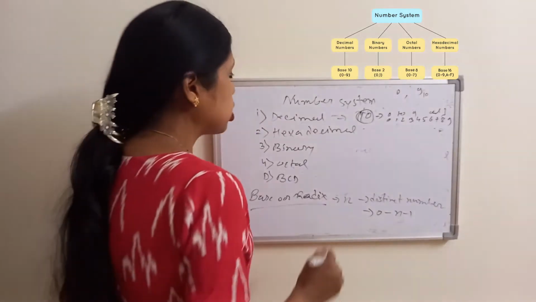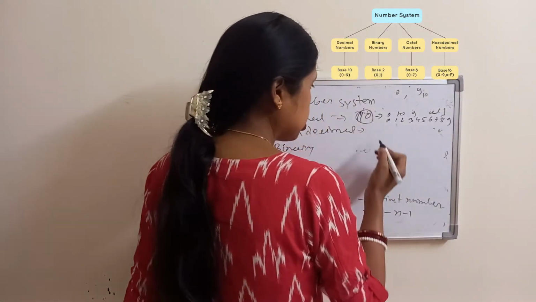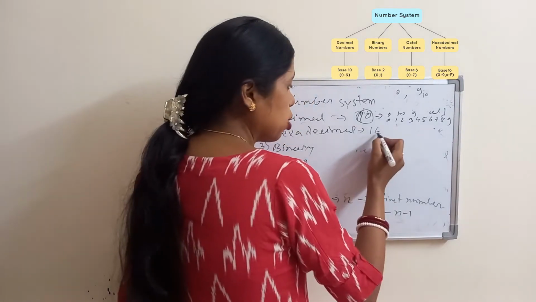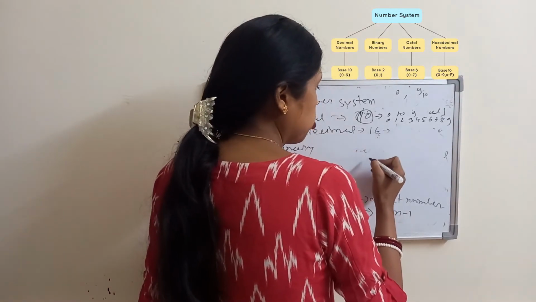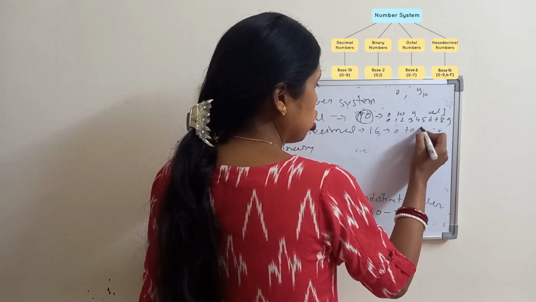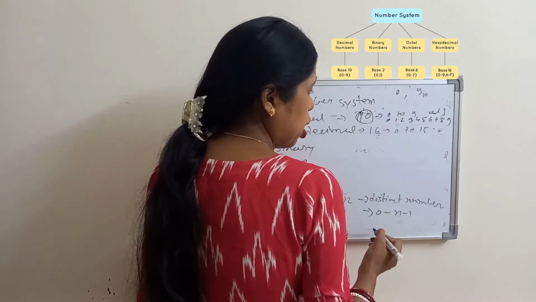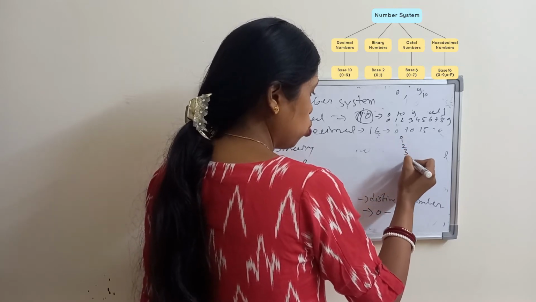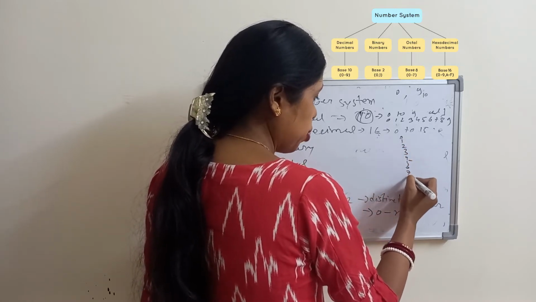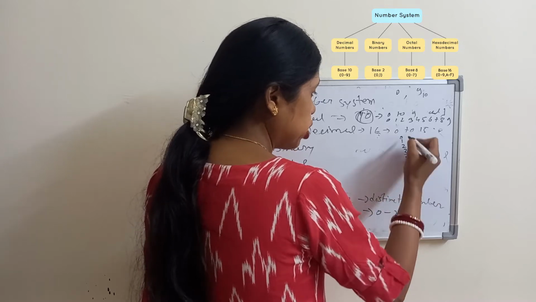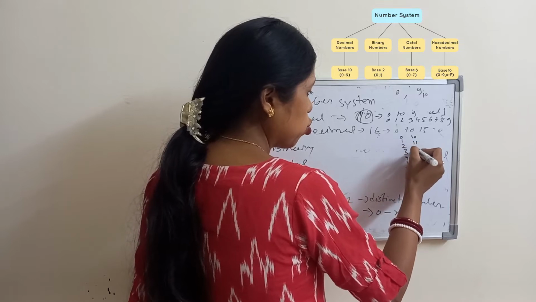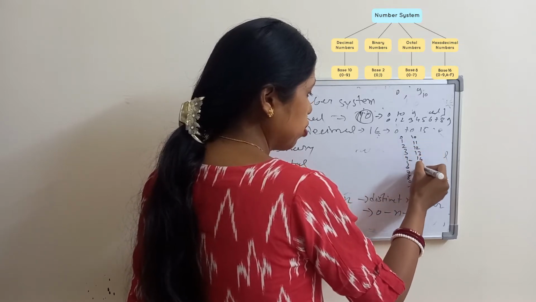Next is the hexadecimal. For hexadecimal, hexa means the base is 16. So how many distinct numbers are there now? 0 to 15 distinct numbers are there. But I am writing here 0, 1, 2, 3, 4, 5, 6, 7, 8, 9. After 9, you will not write 10. Then 10, 11, 12, 13, 14, 15.